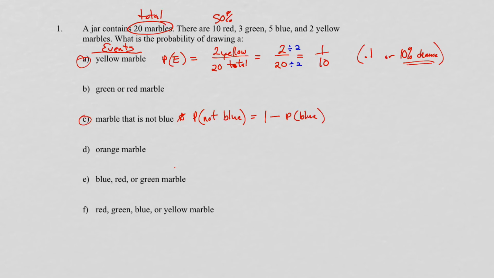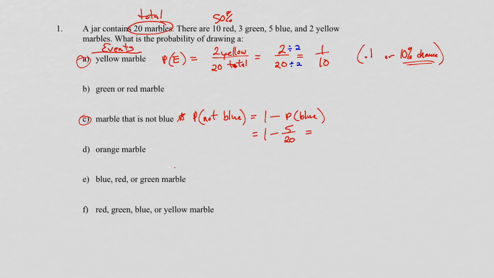Okay, so what is the probability that it is blue, and so subtract it from 1, because you're basically asking for the other half of the probability, or the other side of it. So basically, as a shortcut, I can say the probability that it is blue would be 5 out of 20.